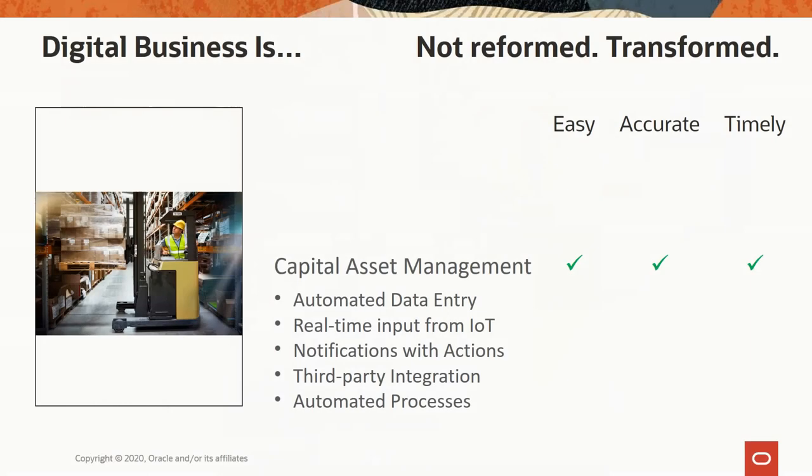Well, we've covered a lot, so let's review what we've seen. We took a look at the capital asset management process, specifically managing a fleet of forklifts, and saw how to transform that into a more digital process using automated data entry, real-time input from IoT devices, notifications with action links, a real-time integration to a third-party weather forecast, and individual JD Edwards applications that are integrated into an automated process from equipment master to condition-based alerts.